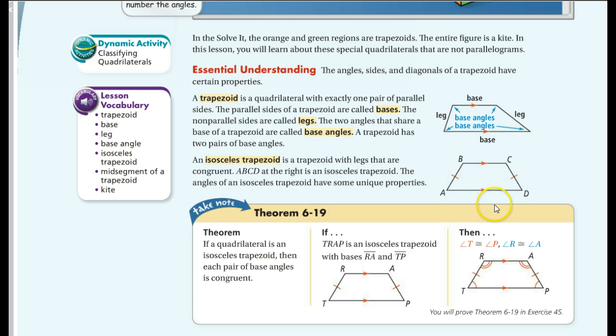And we're going to go through some theorems here real quickly. First of all, Theorem 6.19, if a quadrilateral is an isosceles trapezoid, then each pair of base angles is congruent. So when you're finding out the measures of different angles in a trapezoid, keep this in mind that if it is an isosceles trapezoid, with those two sides equal, then that will also play over into the fact that the base angles are congruent.